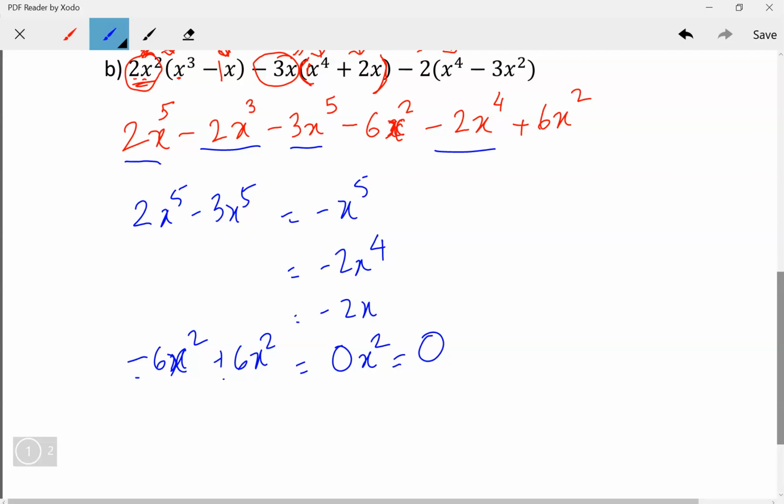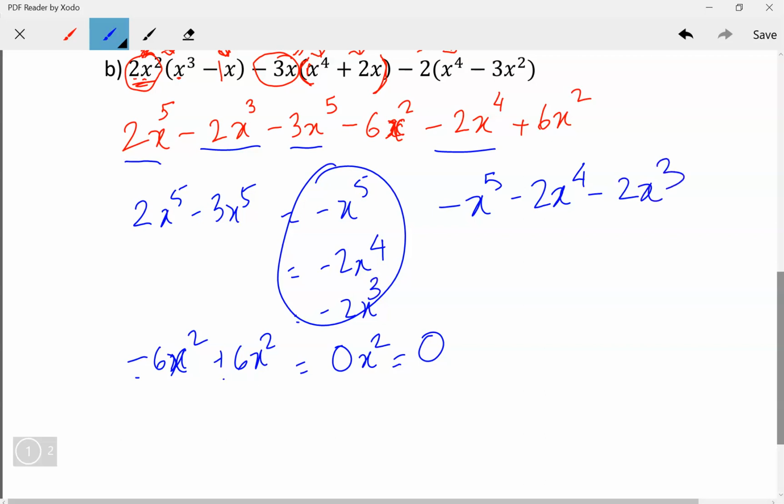So what I have is just these three terms, which I can just write in one line. Was this a cubed? Yeah, this was a cubed. There. That should be my final answer.